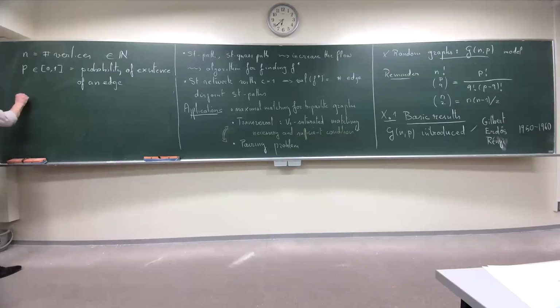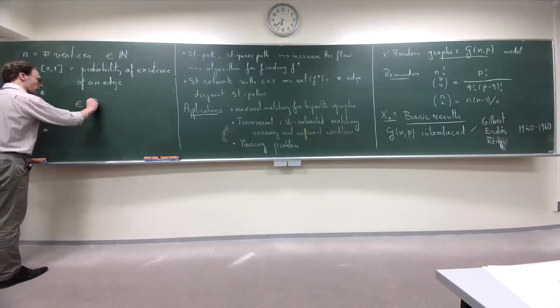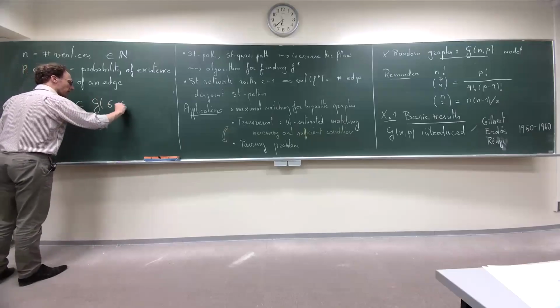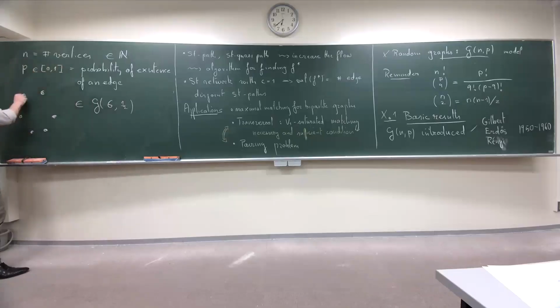So the probability of existence of an edge. I just give you an example. We have 6 vertices. So this graph is going to belong to G(6, 1/2). So I can draw a few edges. Be careful.